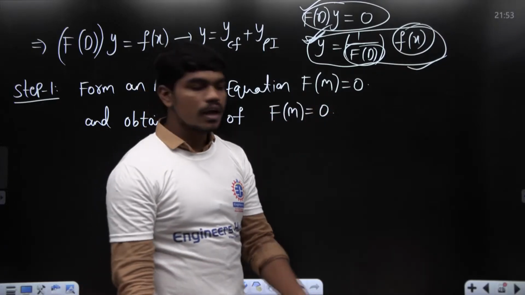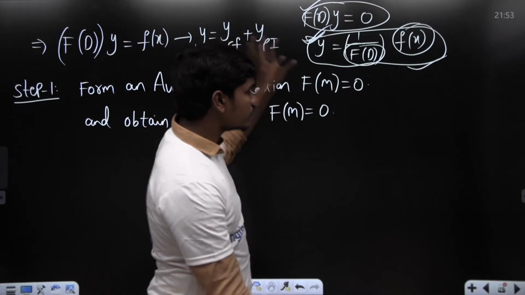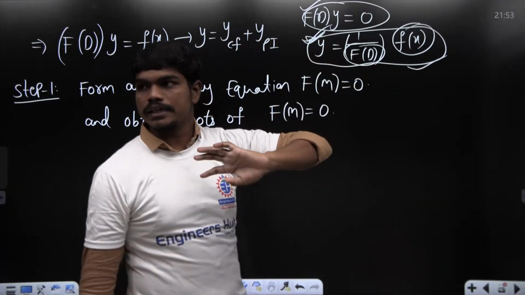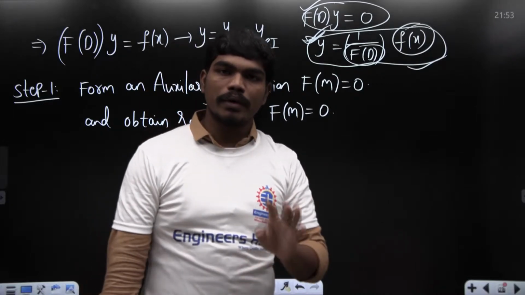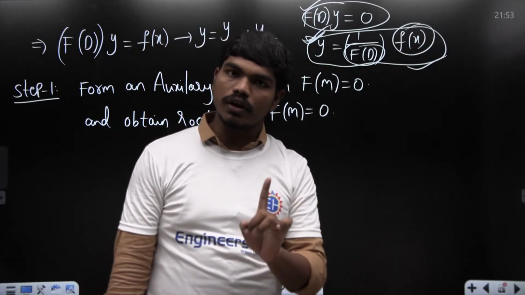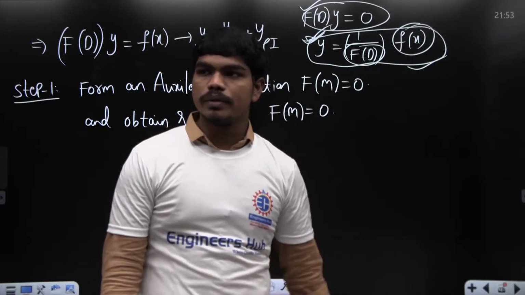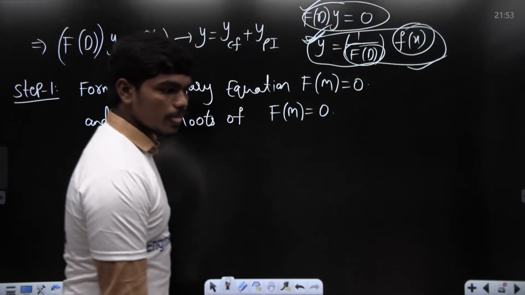Correct? Of course, if this is a second order differential equation, you know how to solve it. But if it's a cubic equation, you know there are no direct methods to solve a cubic equation. By trial and error, you will be able to find one root. And of course, I'll give you some points on how to find one root of a cubic equation. Okay, fine.